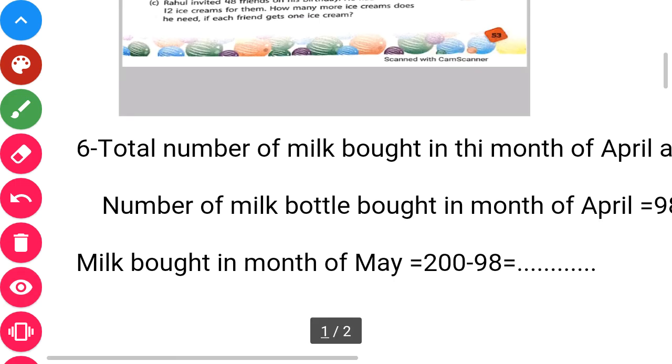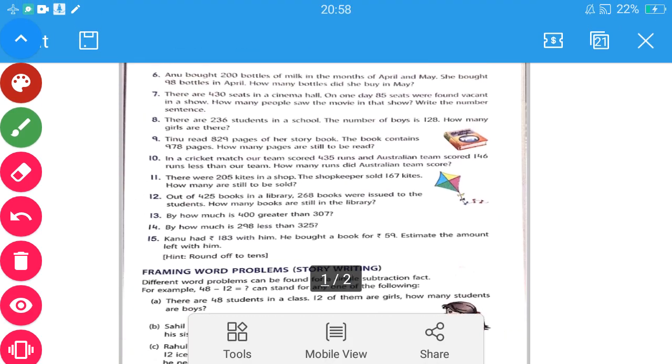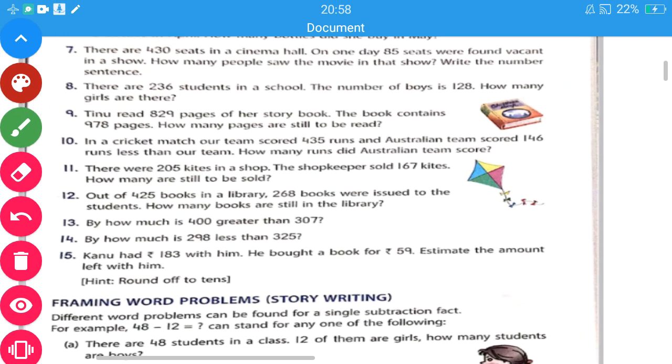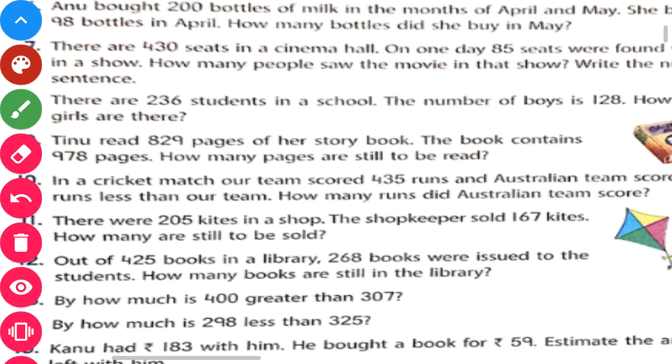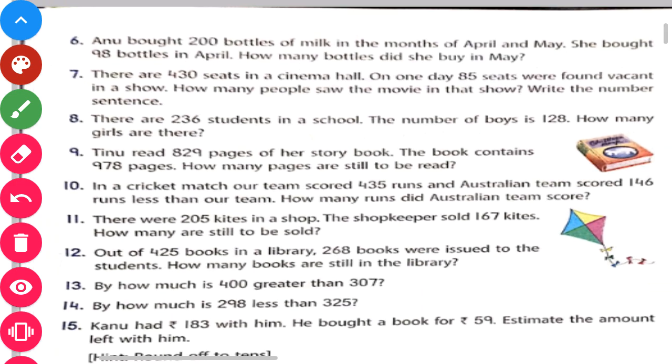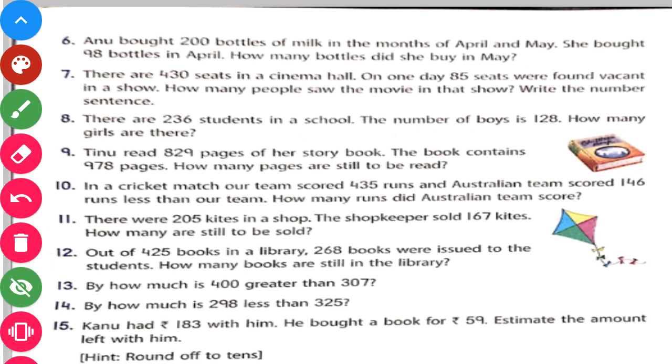Now let us move to our next question. Our next question is very easy. First you will read the question, then I will read it for you. Question number 8. Read it.